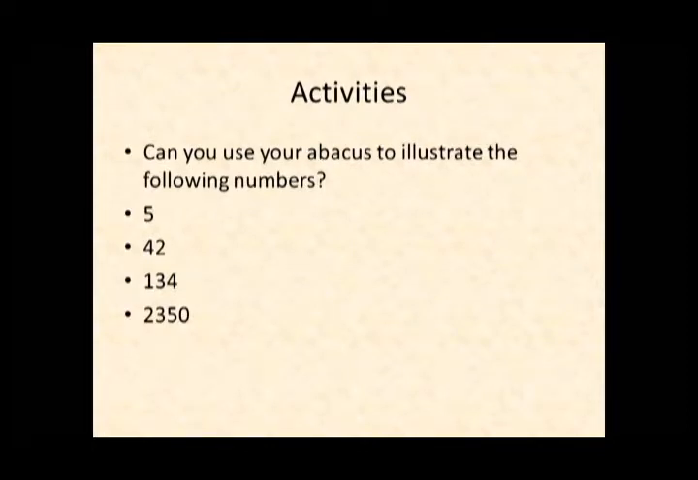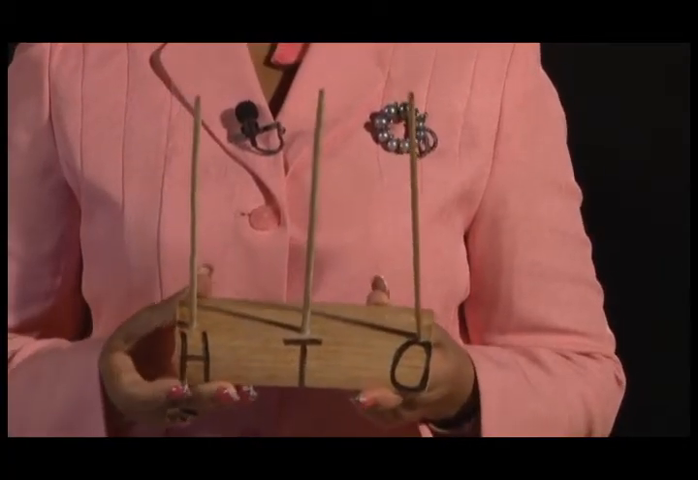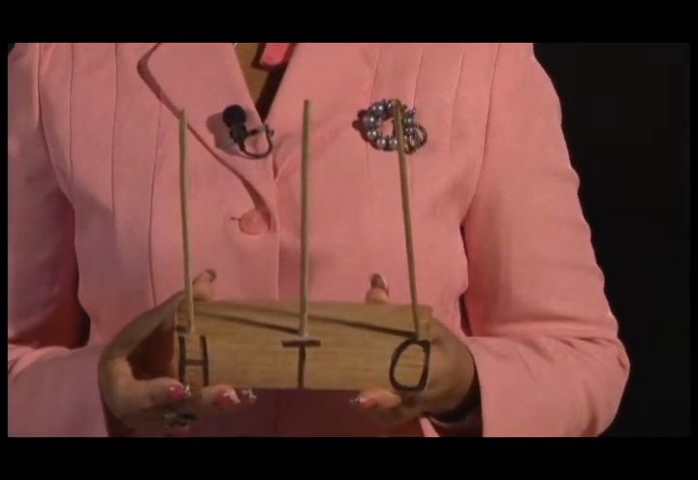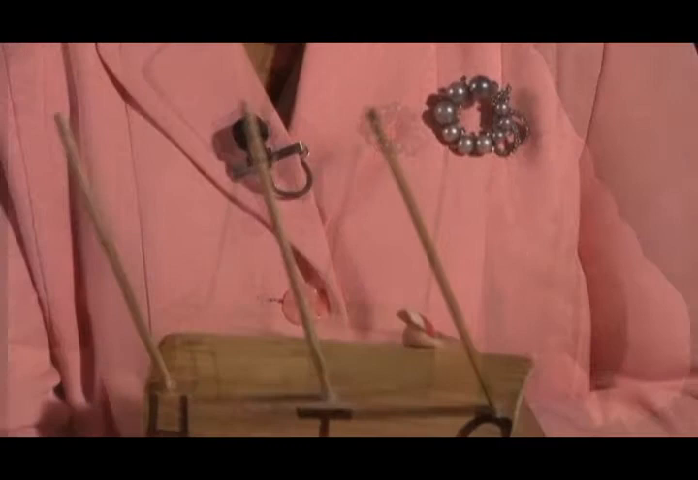5, 42, 134, 2,350. Where would we put our 5 ones? We would put them at the ones section. Here we go.